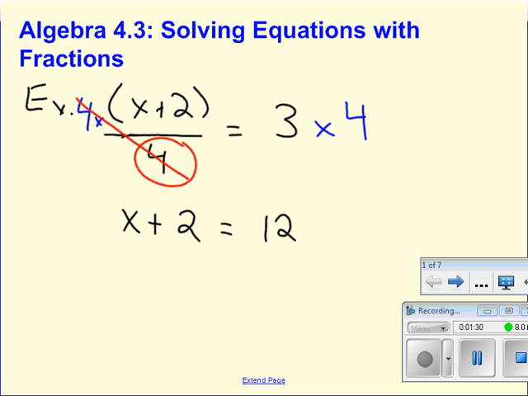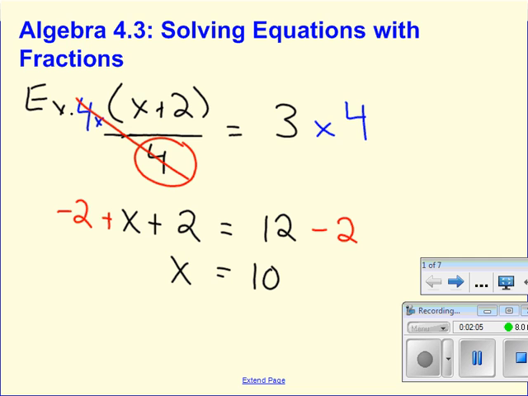And just as before, I can move my 2 over to the other side, or essentially subtract it from here, doing the same on the right-hand side. x is equal to 12 minus 2, which is 10. So, just like any other equation, to solve we have to isolate, and to isolate we usually use the opposite operation.